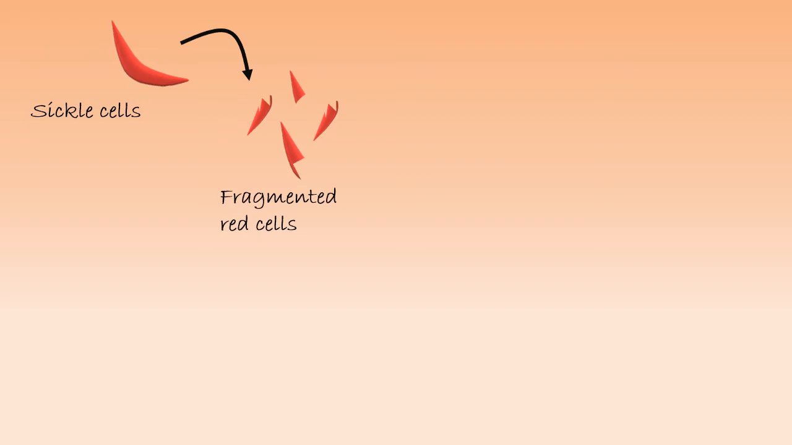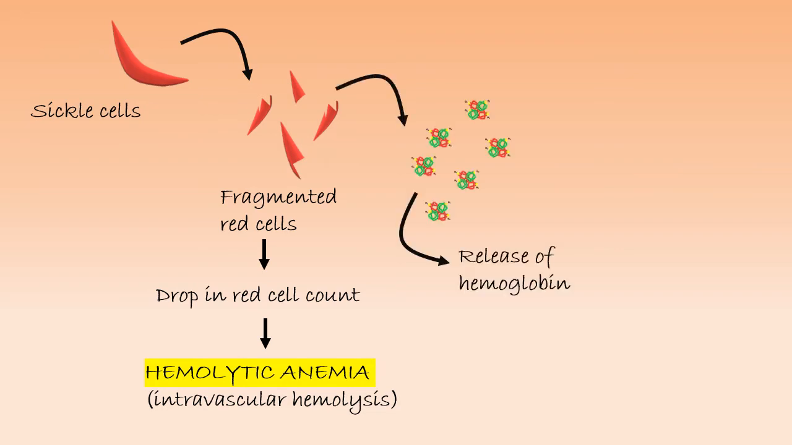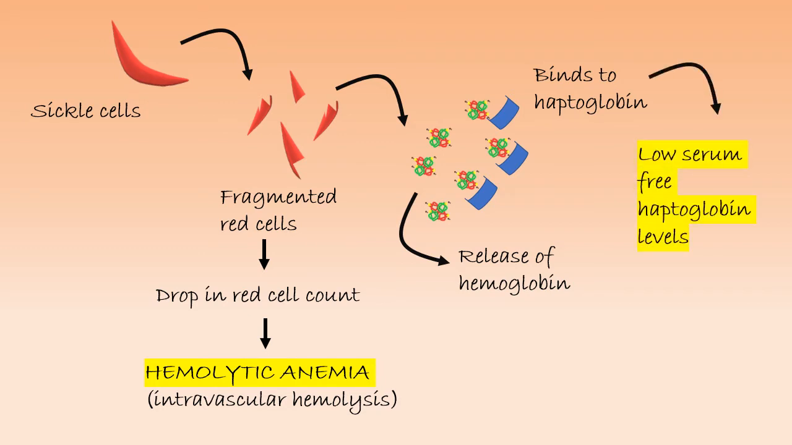Sickle red cells become fragmented red blood cells that lead to a drop in the red cell count, eventually causing hemolytic anemia. The pattern of hemolysis in these cases is intravascular hemolysis. These fragmented red cells also release hemoglobin, which is bound by the free haptoglobin within the serum, and hence it causes a fall in the serum free haptoglobin levels as well.